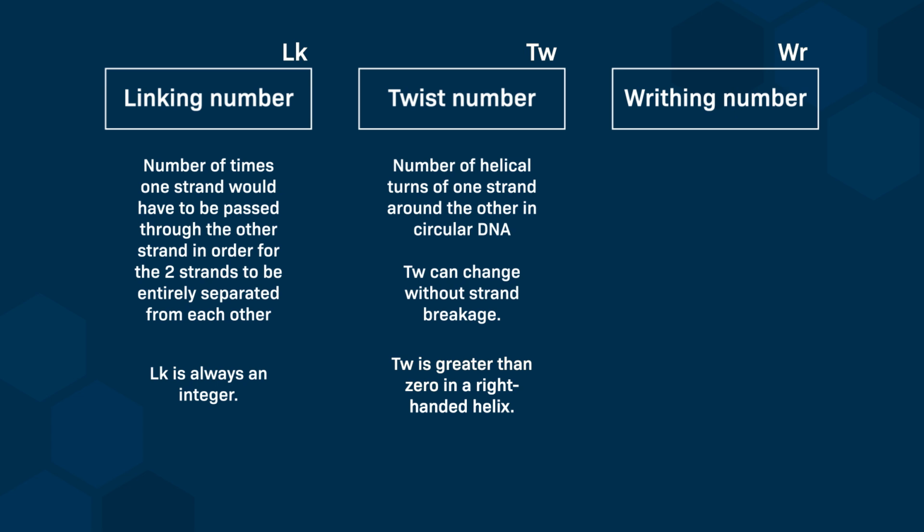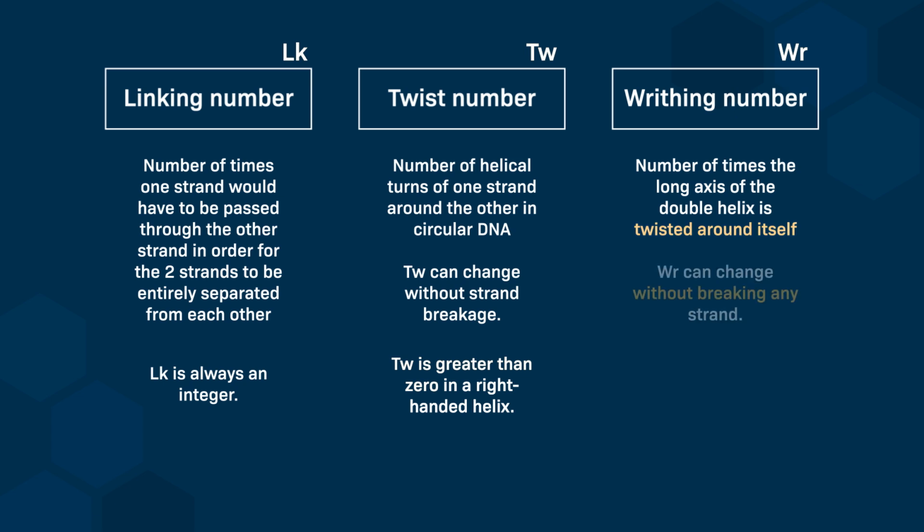The writhing number is the number of times the long helix of a double helix DNA is twisting around itself, which represents the overall shape of a twisted DNA molecule. The writhing number can also change without breaking any strands and can be either positive or negative. It is always much smaller than the twist number.